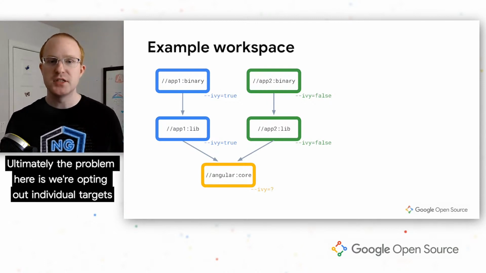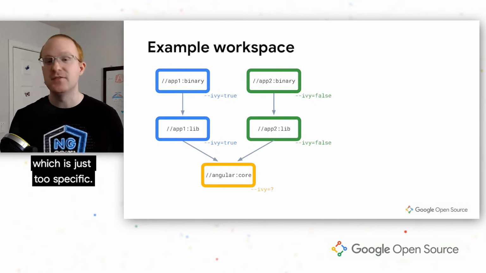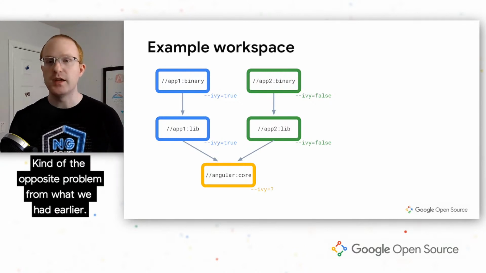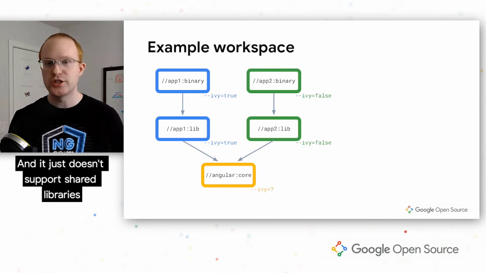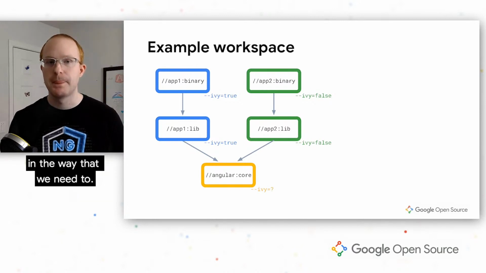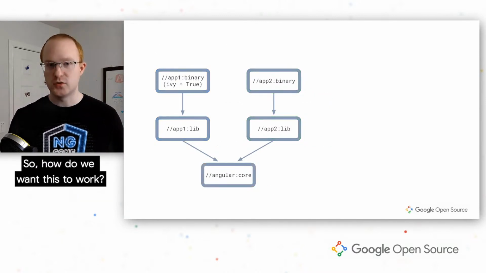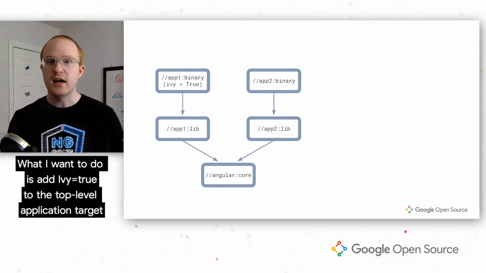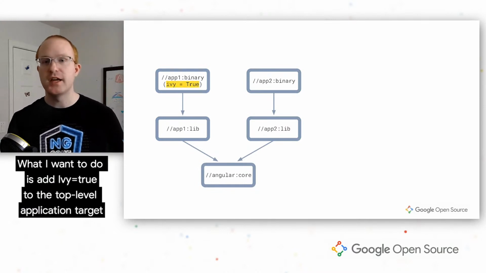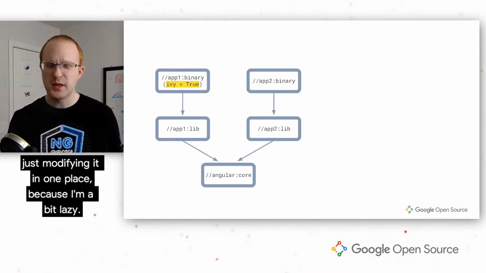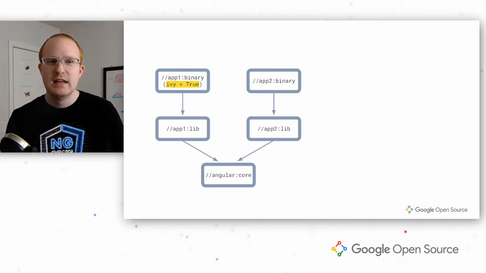Ultimately, the problem here is that we're opting out individual targets, which is just too specific. It's kind of the opposite problem from what we had earlier, and it just doesn't support shared libraries in the way that we need to. So how do we want this to work? What I want to do is add ivy equals true to the top level application target, just modifying it in one place because I'm a bit lazy.